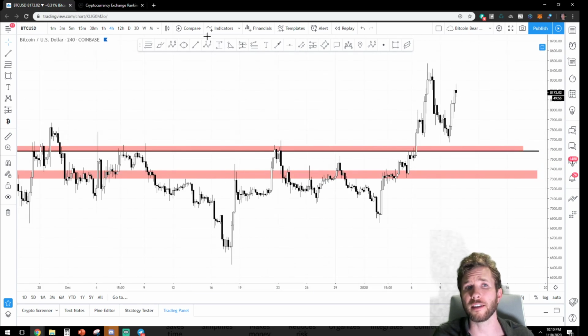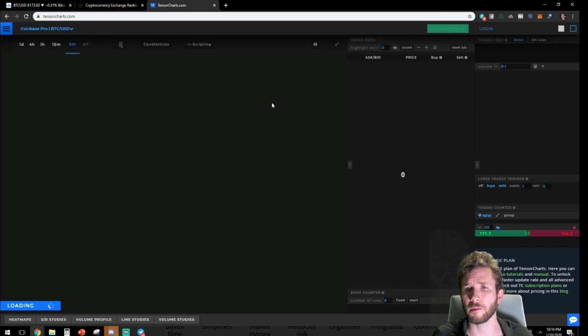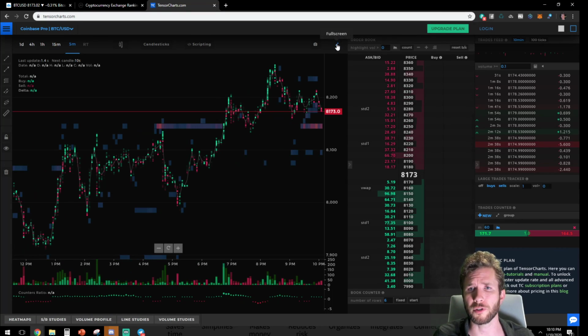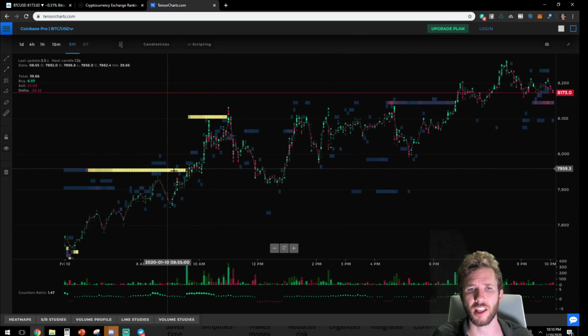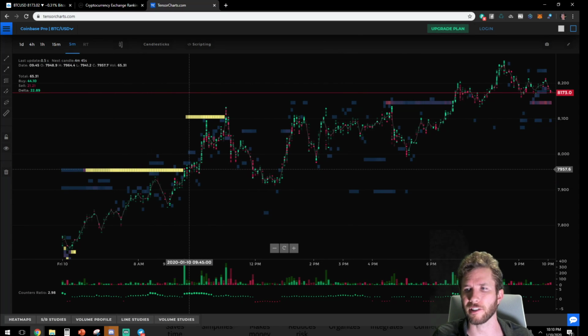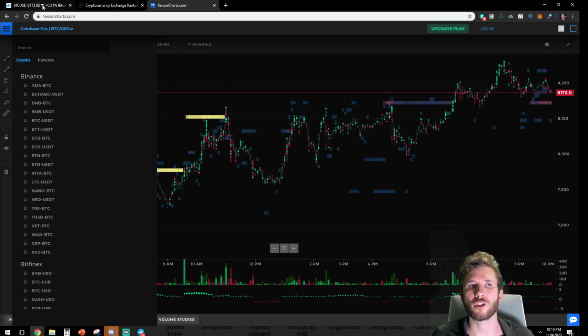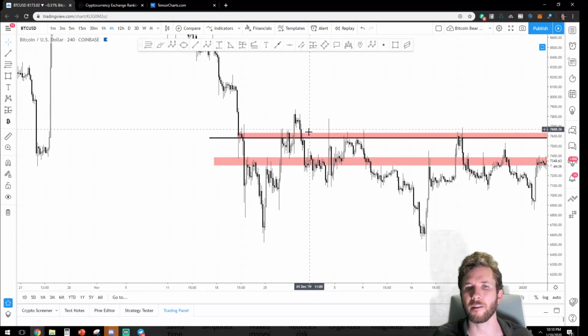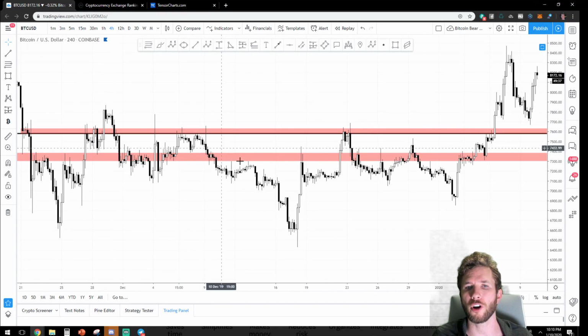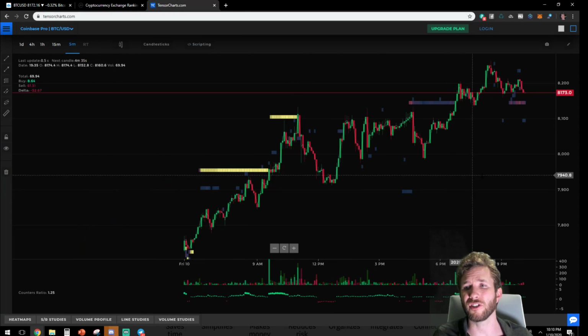And then the other thing is Tensor Charts. Just sell walls and buy walls in general. Super simple. You can actually see this live, right? You can see there's a sell wall at 8,000. You can see there's a sell wall at 8,100. So that is the actual supply and demand of the market. You're charting it here, but on Tensor Charts you can see it live.